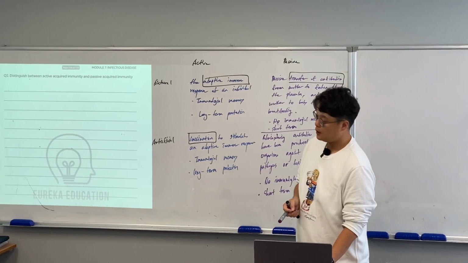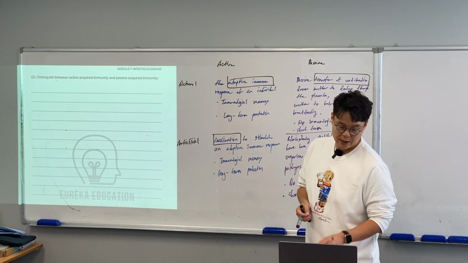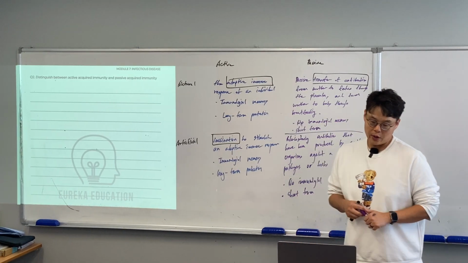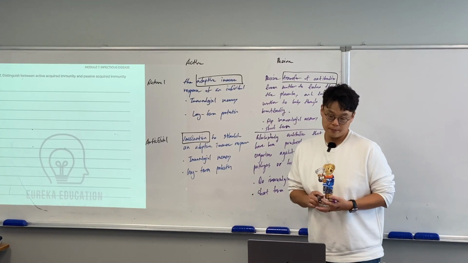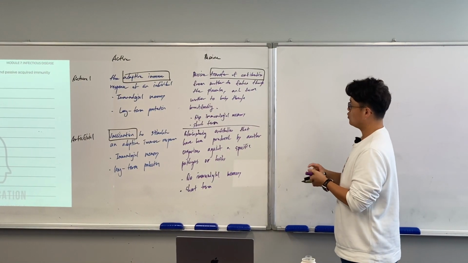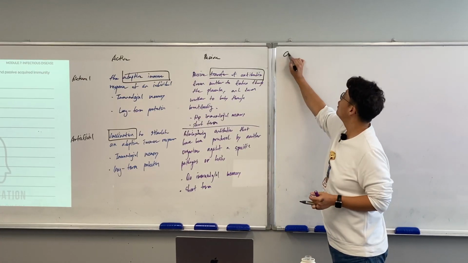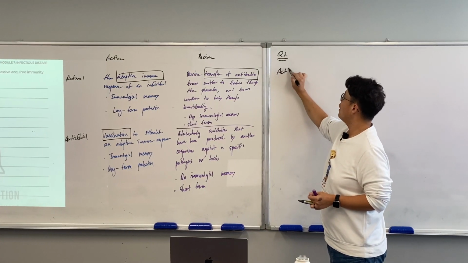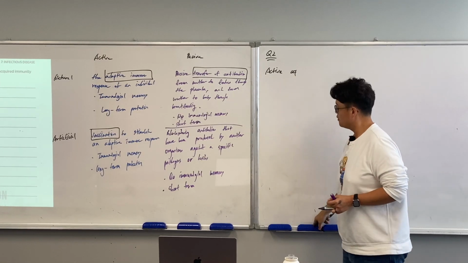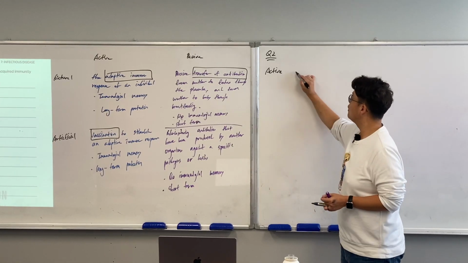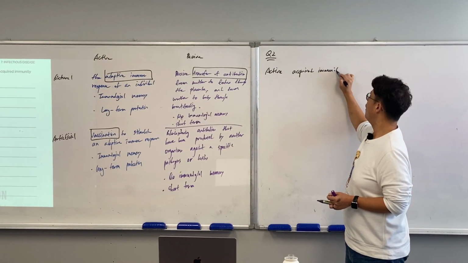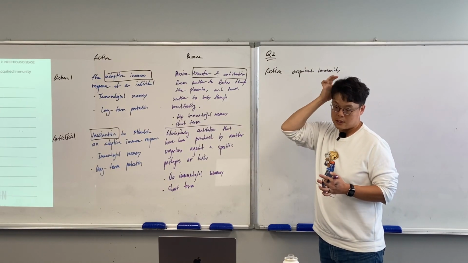Question 2. Distinguish between active acquired immunity and passive acquired immunity. So what is active acquired immunity? Write it down in your notes as well, please. Question 2. Active acquired immunity.